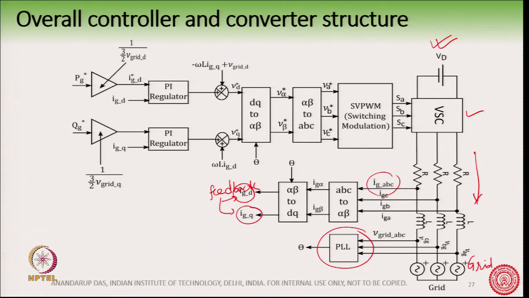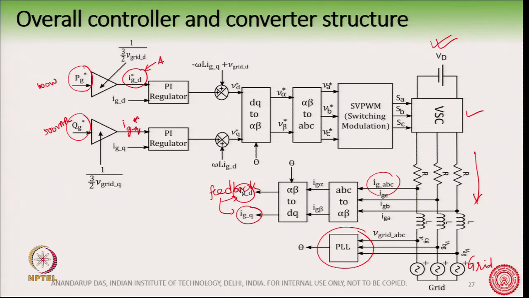Now, as I told you, what do we want for the VSC? We want a PG star and a QG star. The PG star has to be replicated to the grid, so how much is the d axis current? Suppose this is 100 watt or say 1000 watt, and maybe this is 500 var. So, we have to convert this watt and var into a current reference in ampere.